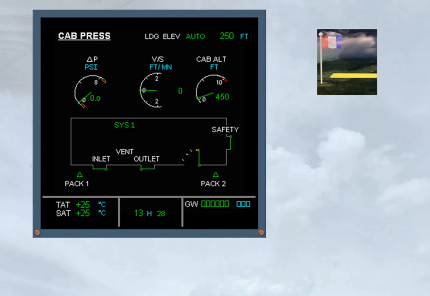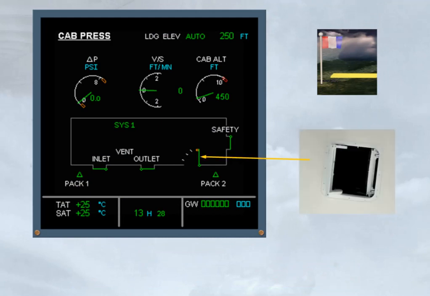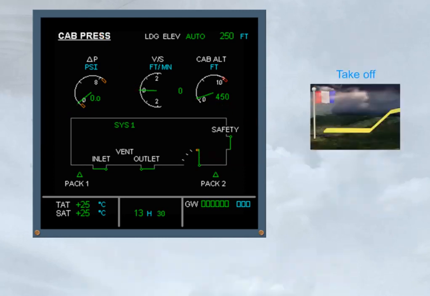When the aircraft is on the ground before the flight, the outflow valve is fully open. There is no differential pressure and there is no vertical speed. We can also notice that the cabin altitude is indicating the field elevation of the departure airfield. During the takeoff roll, the system controller signals the outflow valve to close slightly in order to pre-pressurize the aircraft. This is to avoid a pressure surge at rotation.